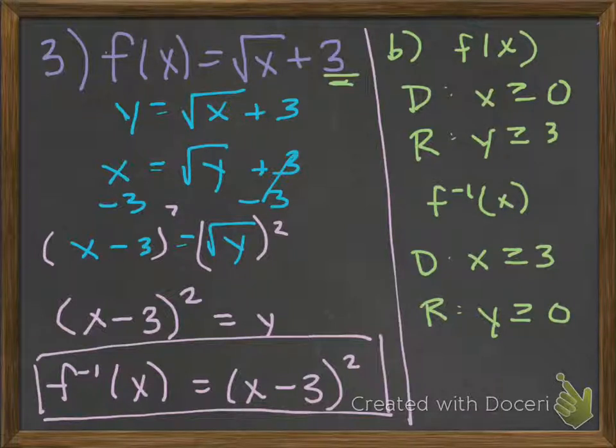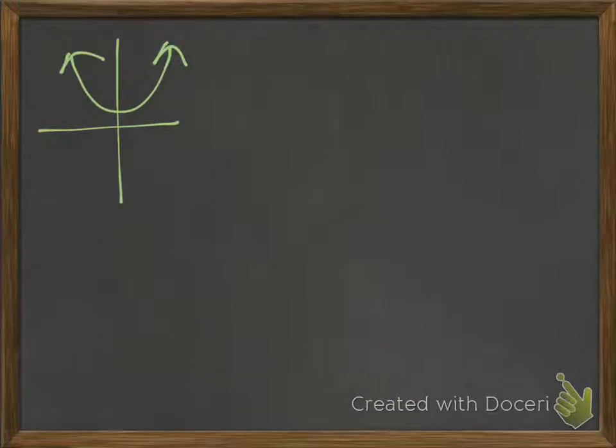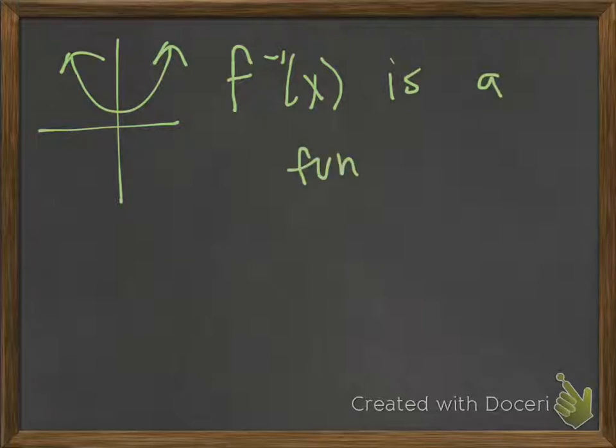And letter C, x minus 3, the quantity squared, is a parabola, so it will look something to this effect. So a parabola will always be a function, so letter C, our inverse, is a function. And again, because it passes the vertical line test.